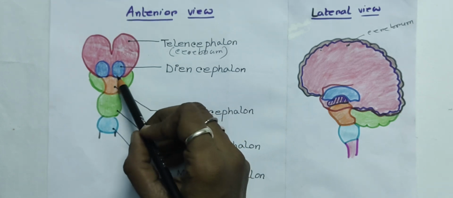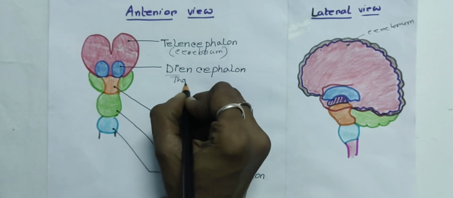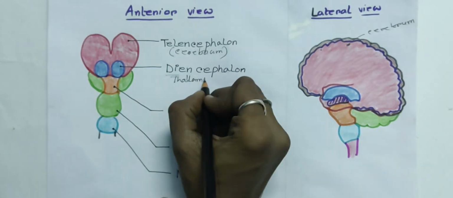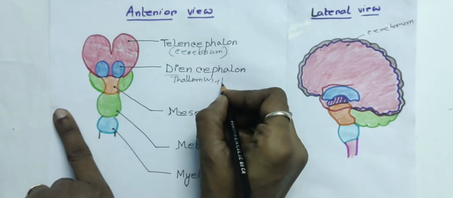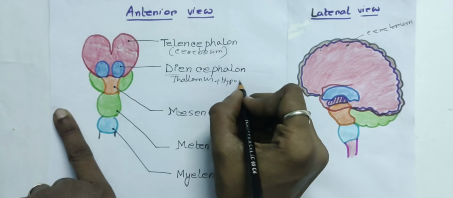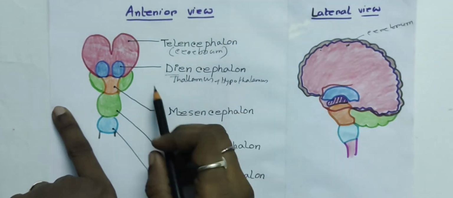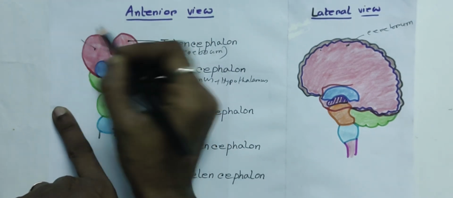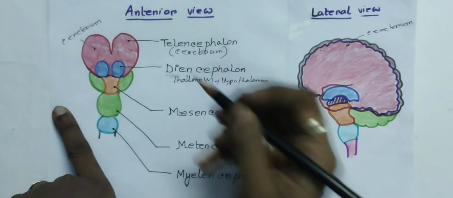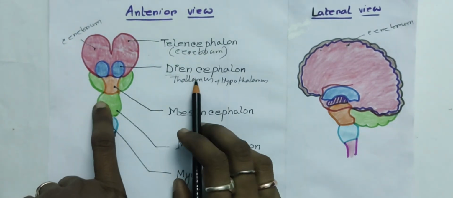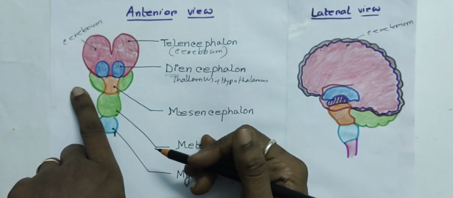Next, there is a diencephalon. Di means two. Here are two thalamus, and below the thalamus there is a hypothalamus. So telencephalon, this is cerebrum. Diencephalon, these two blue parts are the thalamus, and hypothalamus is located below the thalamus.